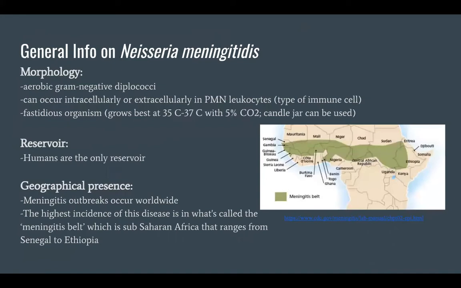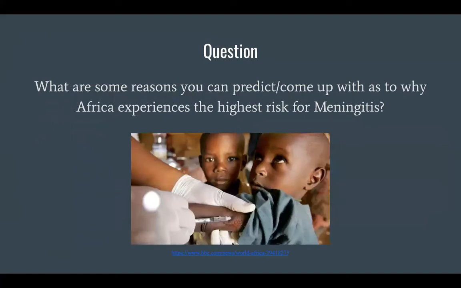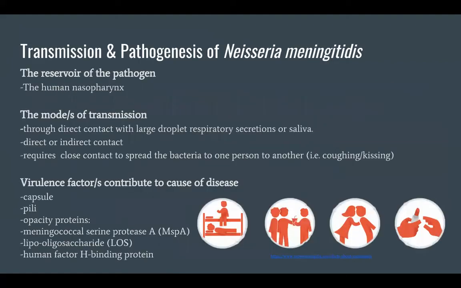Its morphology is aerobic gram-negative diplococci, which can occur intracellularly or extracellularly in certain types of immune cells. It's fastidious. Its only reservoir is humans, and meningitis outbreaks occur worldwide. However, the highest instances of this disease occur in what's called the meningitis belt, which is sub-Saharan Africa. On the right, there's a map that highlights the meningitis belt. A question to think about is: what are possible reasons why Africa experiences the highest risk for meningitis?